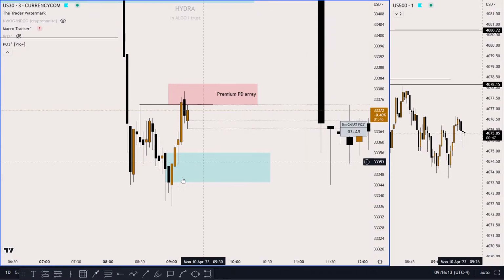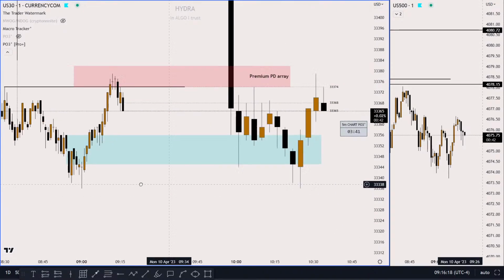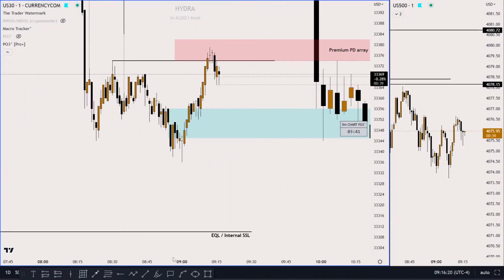So I do see a setup on 3 minute. I do see a setup on 1 minute. Right, so let's wait for the confirmation and let's see what price is doing.